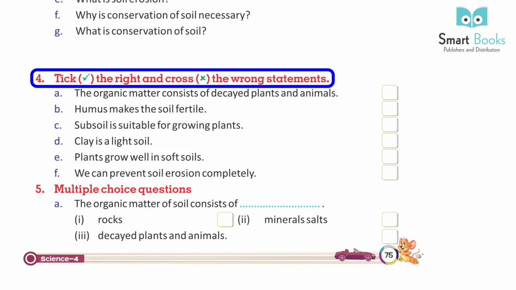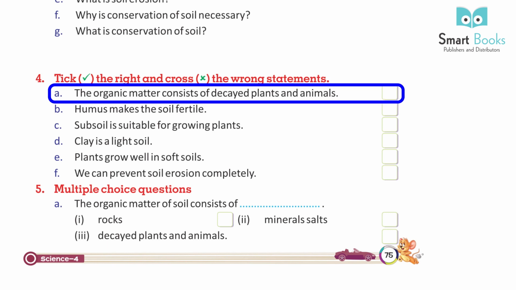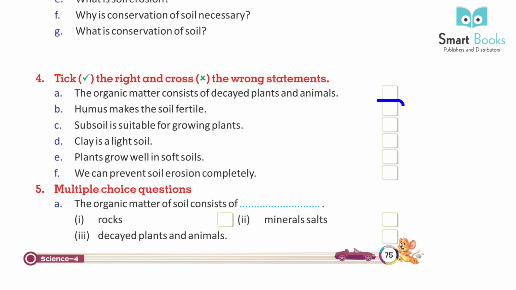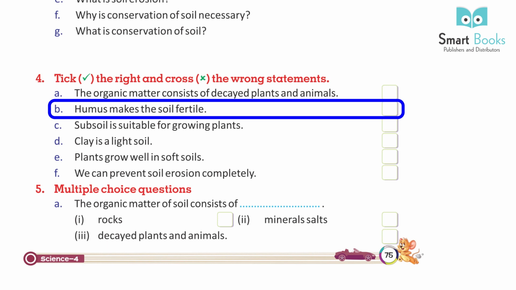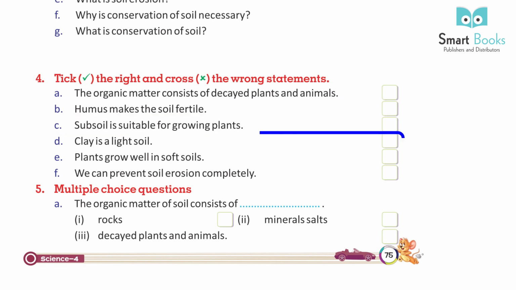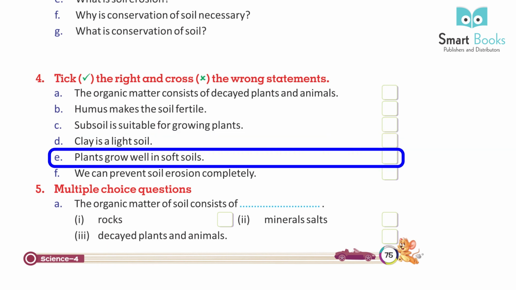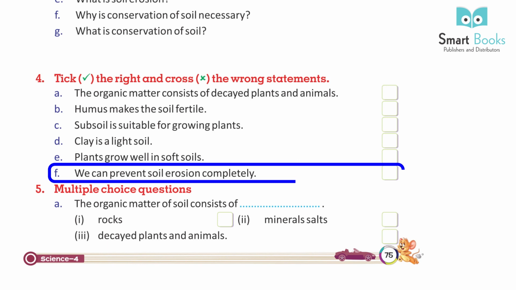4. Take the right and cross the wrong statements. A. The organic matter consists of decayed plants and animals. B. Humus makes the soil fertile. C. Subsoil is suitable for growing plants. D. Clay is a light soil. E. Plants grow well in soft soils. F. We can prevent soil erosion completely.